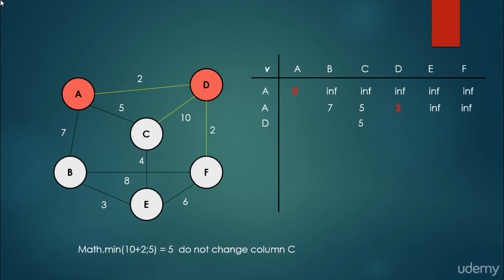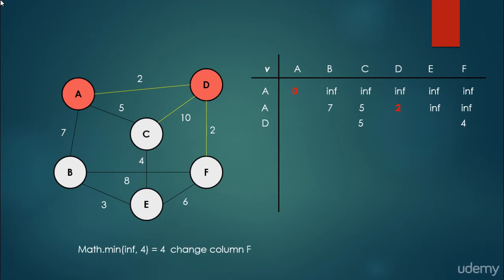So for example, we calculate the minimum between 10 plus 2 and 5, because 5 is what we know for certain: so far, from A to C, the shortest path is 5. But if we are standing at node D, it takes 2 to get to D, and it costs 10 to get from D to C. So we have to calculate whether 10 plus 2 is smaller than 5. It is not smaller, so we do not change column C. It's going to remain 5.